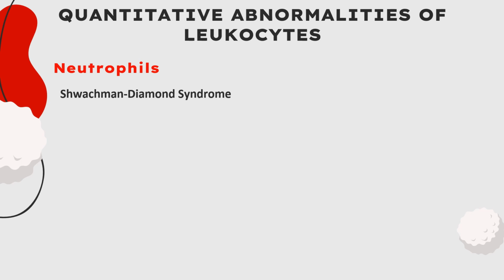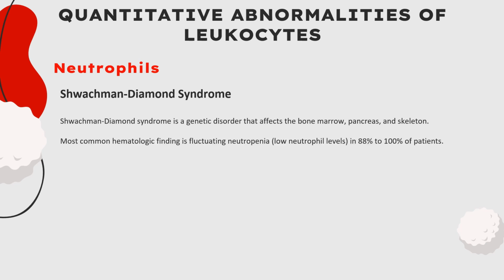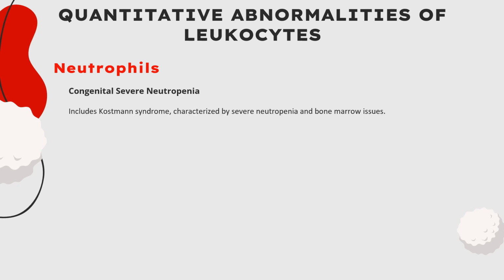Ever heard of Shwachman-Diamond syndrome? It's a genetic disorder impacting the bone marrow, pancreas, and skeleton. A common hematologic feature is fluctuating neutropenia, often accompanied by anemia and low platelet counts. Now, let's shine the spotlight on Shwachman syndrome, a condition marked by severe neutropenia and bone marrow concerns.